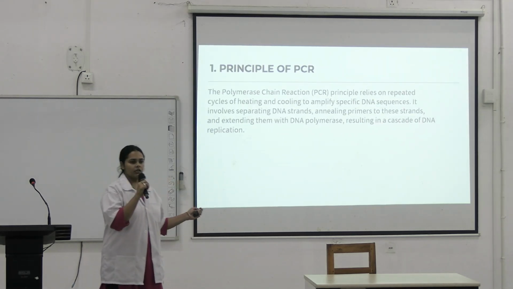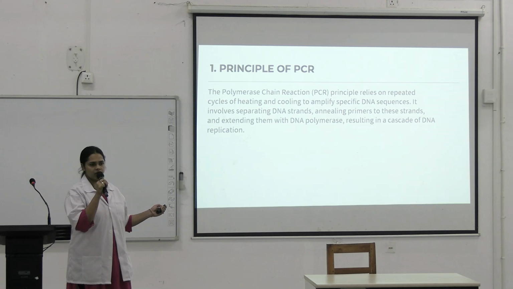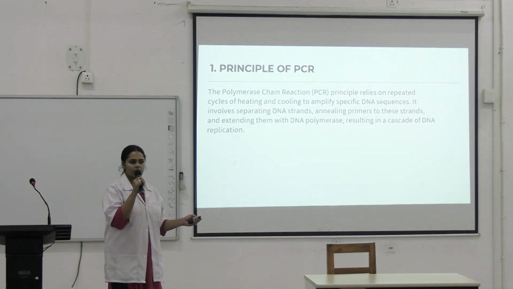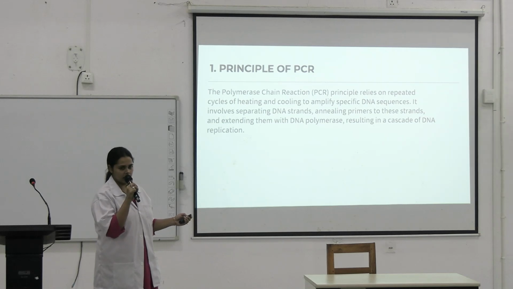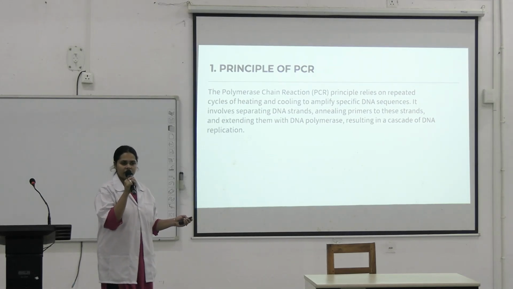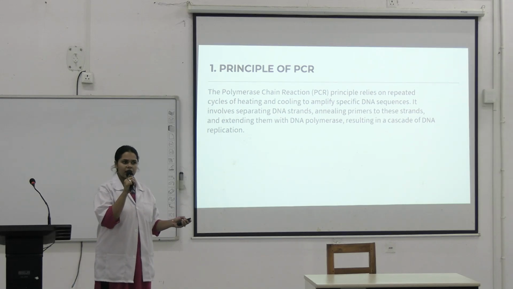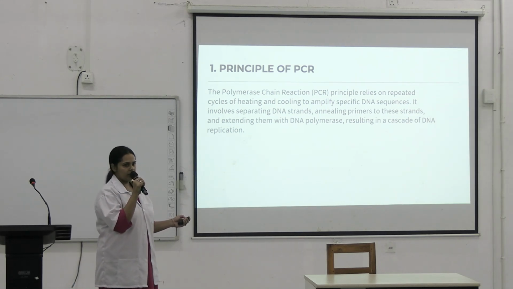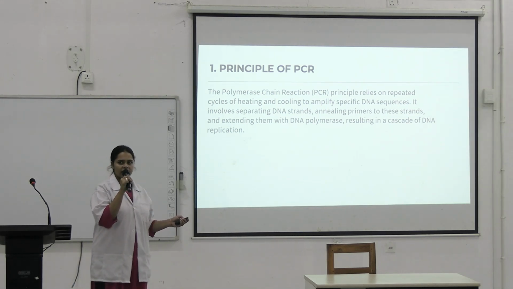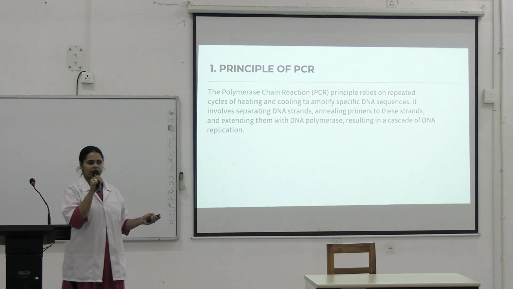Principle of PCR. The polymerase chain reaction principle relies on repeated cycles of heating and cooling to amplify a specific segment of DNA. It involves separating DNA strands, annealing primers to these strands, and extending them with DNA polymerase in order to achieve a cascade of reactions of DNA amplification.